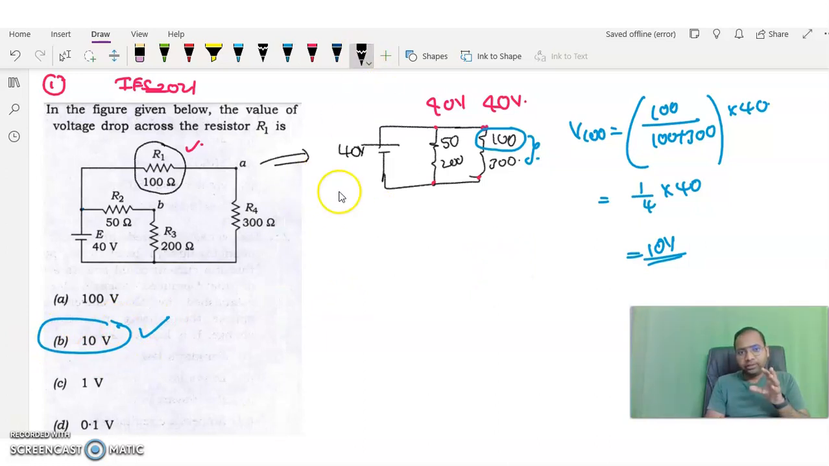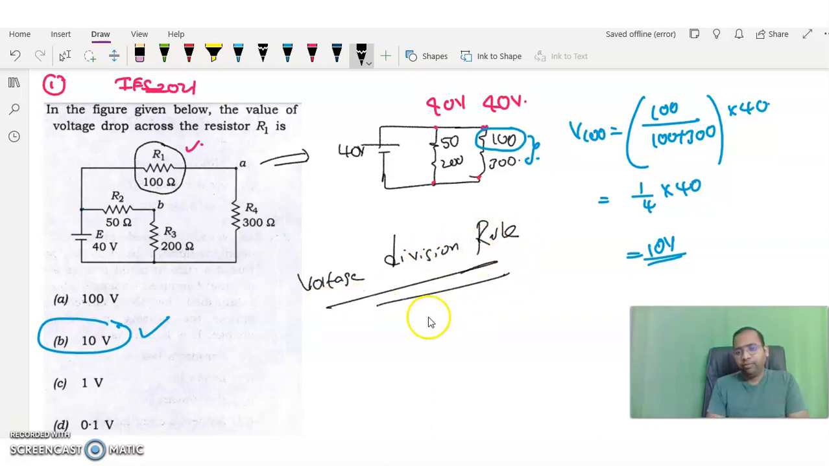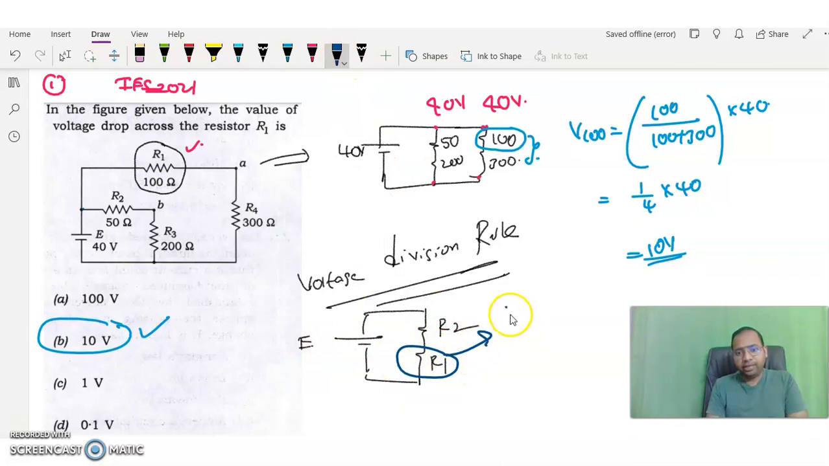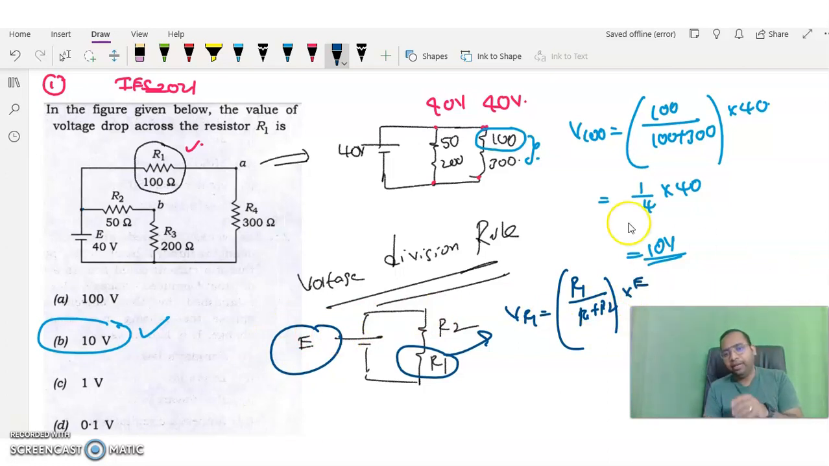To work out this question, you should know about the voltage division rule. If any resistances are connected like this, let's take R2 and R1 and the source E. Now if you want to calculate the voltage drop across this R1, that is VR1, it is equal to that resistance divided by total series resistance, that is R1 plus R2, into the total voltage we connected, that is E. Okay, so that is the way of solving this question.